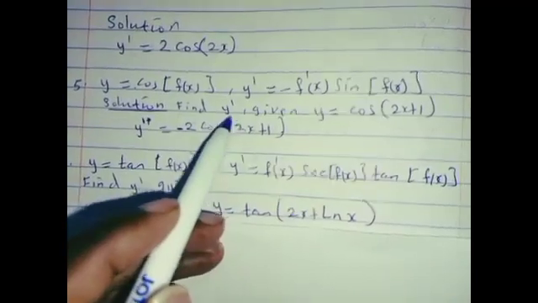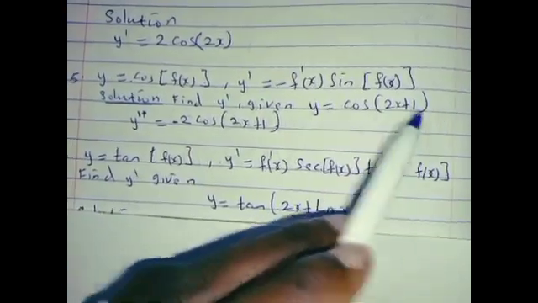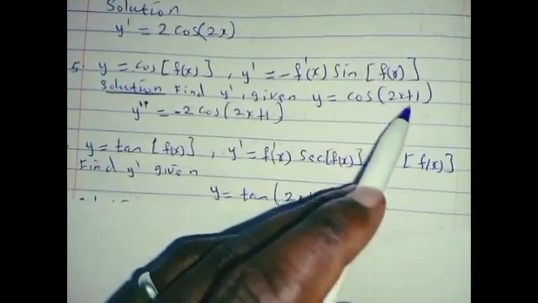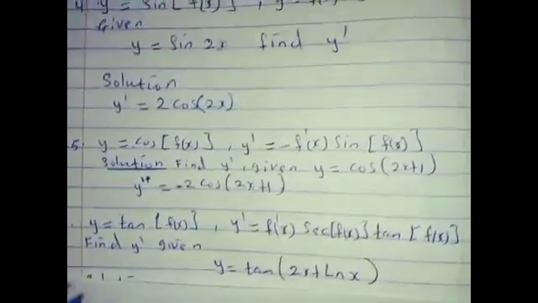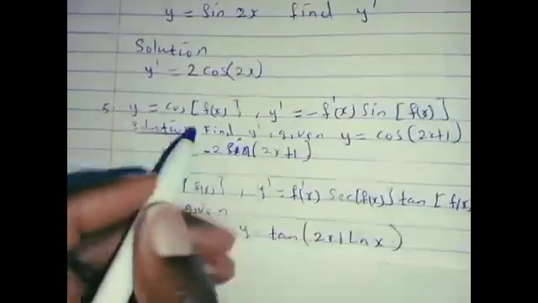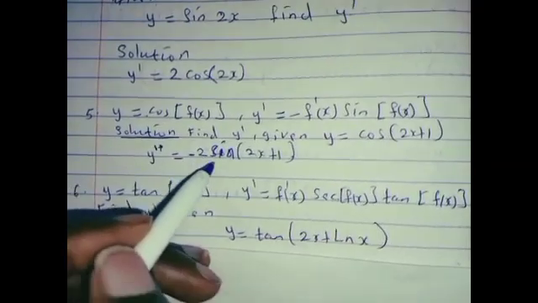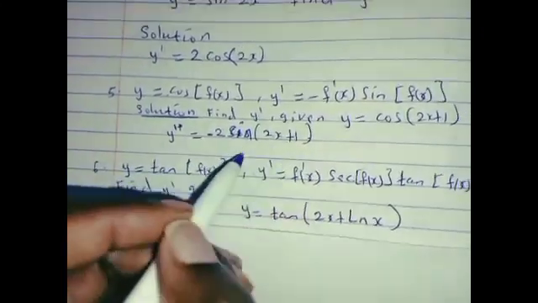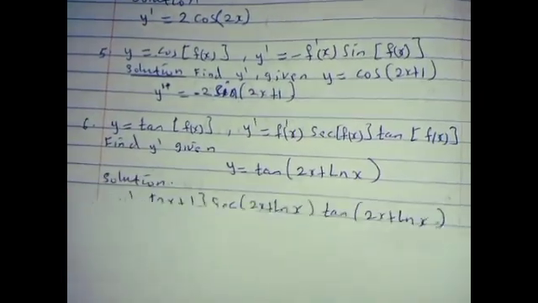Example: find y prime given y is equal to cos of 2x plus 1. First of all, we differentiate whatever is inside the bracket. 2x plus 1 differentiated gives us 2. Cos differentiated gives us negative sine, so when you differentiate cos, the result is negative sine, of the function in the bracket, 2x plus 1. So that is how you do it in a simple way.